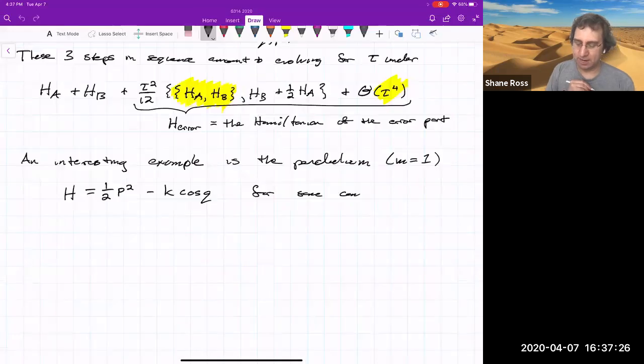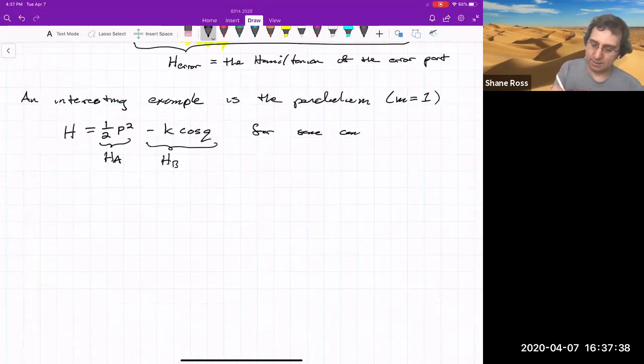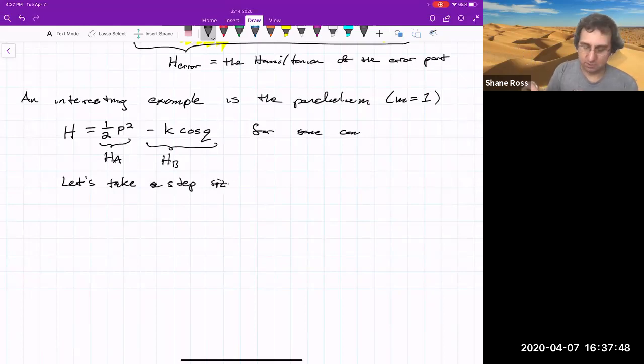So I'm writing, this is my H. I will divide this up into H_A, and this other part, which depends on q, into H_B. And then let's take a step size. Things are non-dimensionalized here. So we're taking just a step size of tau equal to 1, which is pretty big.